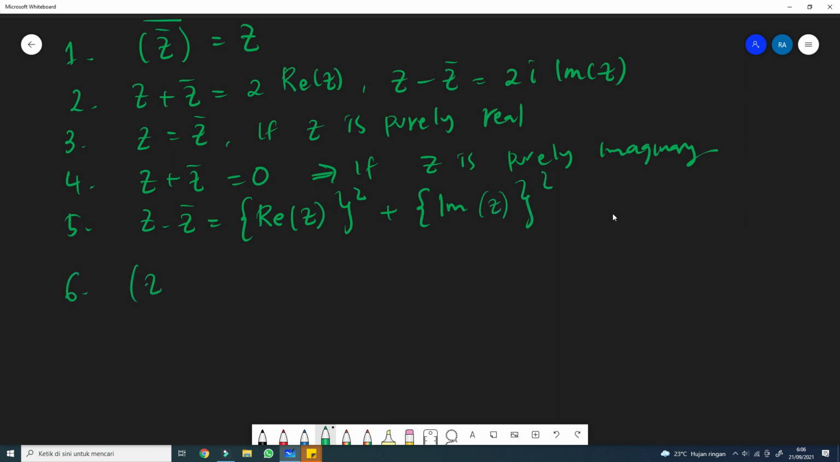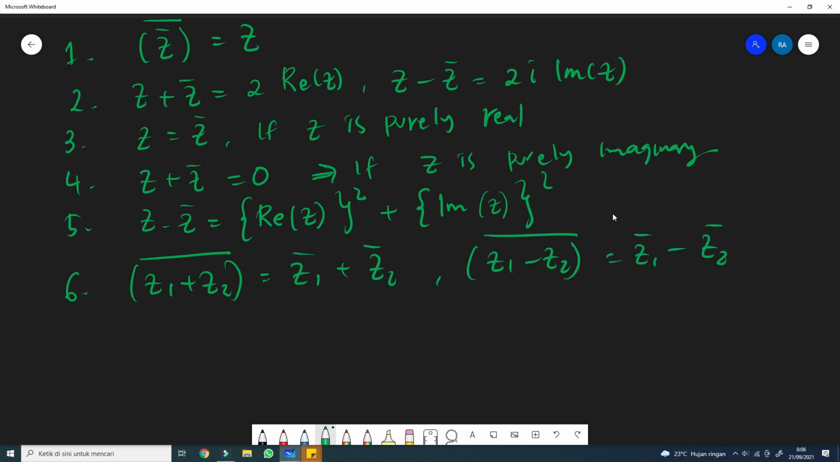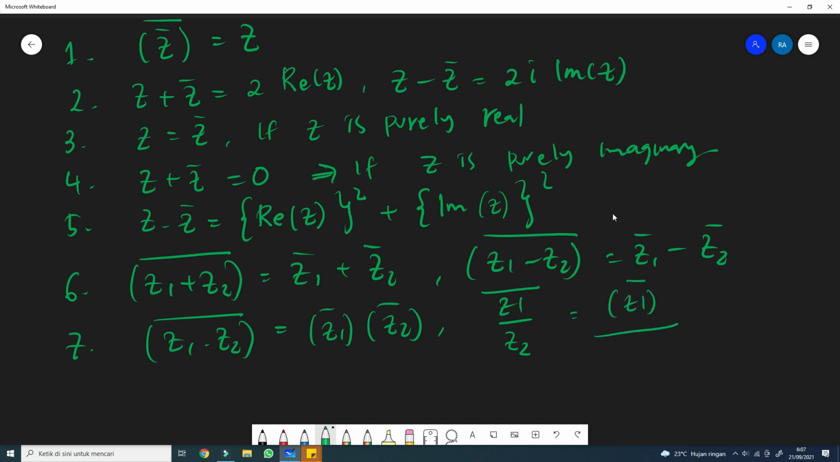Number 6, the conjugate of z1 plus z2 is z1 bar plus z2 bar, and the conjugate of z1 minus z2 is z1 bar minus z2 bar. And number 7, the conjugate of z1 times z2 equals z1 bar times z2 bar, and the conjugate of z1 over z2 equals z1 bar over z2 bar, where z2 bar is not zero.